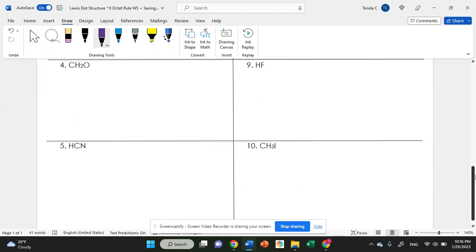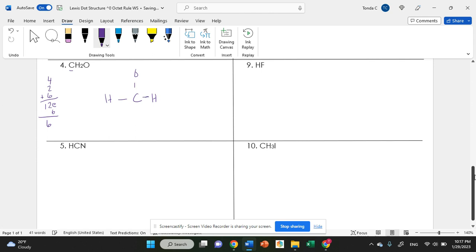For 4 and 9, let's walk through these two. Here, carbon gives 4, hydrogen gives 1 each, but there's 2 of them, and this one gives 6, so I'm working with 12 electrons. Again, we're going to stick carbon in the middle. I'm going to put oxygen up here and hydrogen on either side. Note that this uses 6 electrons, so I have 6 left.